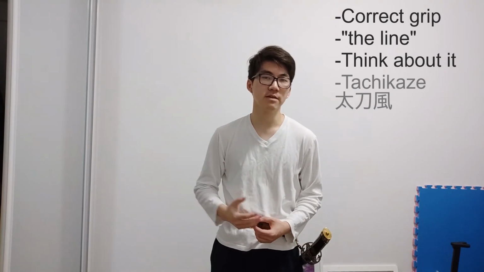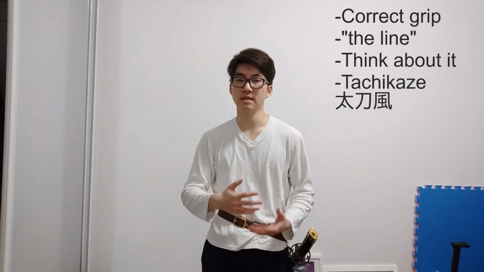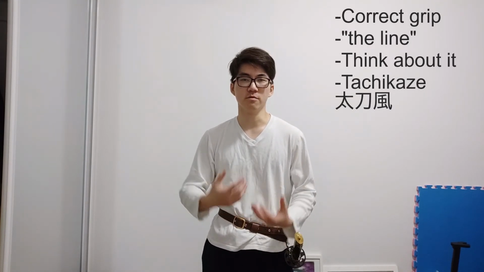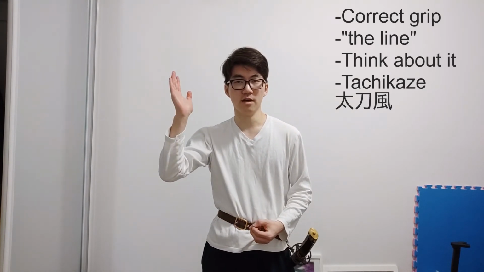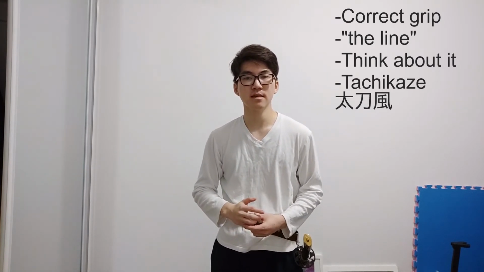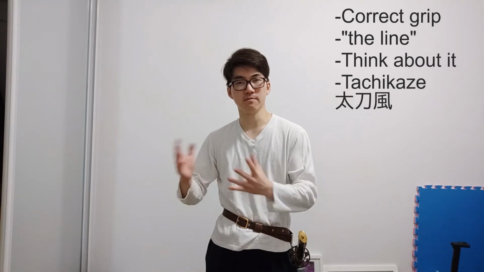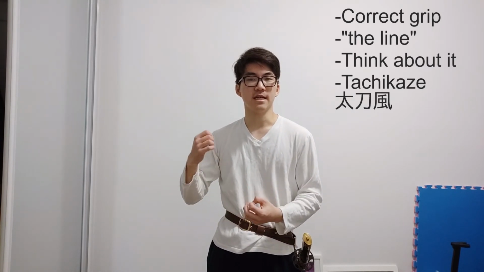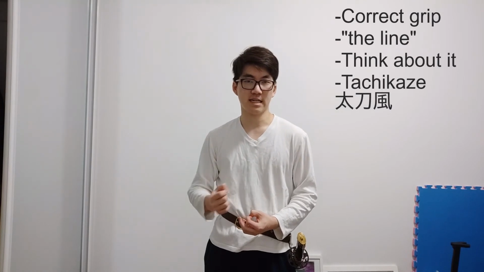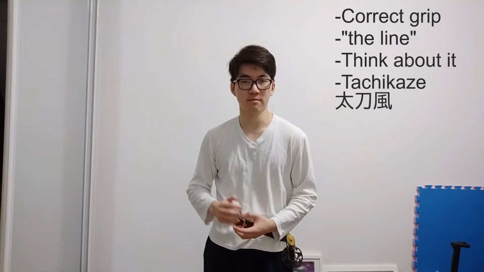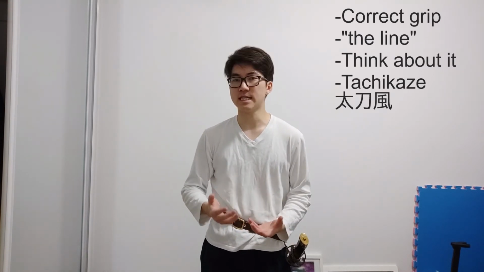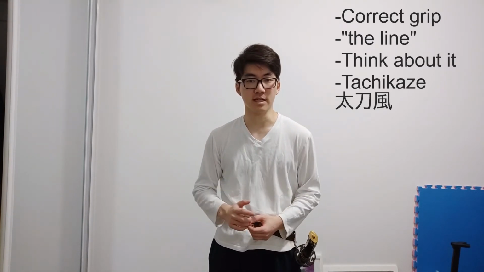And finally we get to tachikaze, or literally sword wind. Tachikaze is the sound caused by the sword moving and displacing air as it goes through the air. It's caused by the turbulence of this displaced air, and that creates a sound. Generally speaking, the sharper and the cleaner the sound, the better your edge alignment. But there's a few factors that go into it, so let's break down what factors affect wind turbulence.